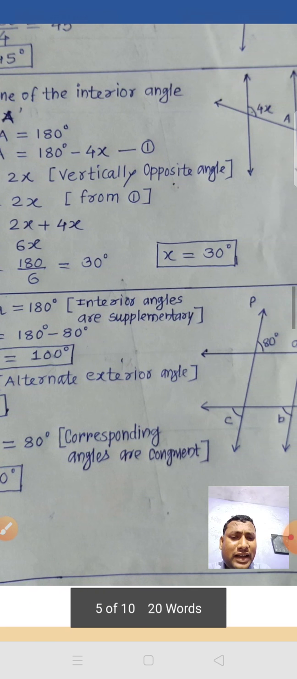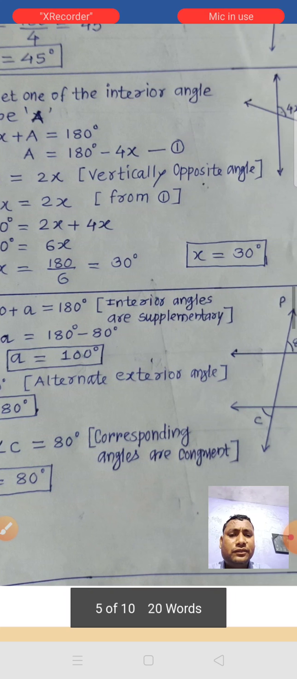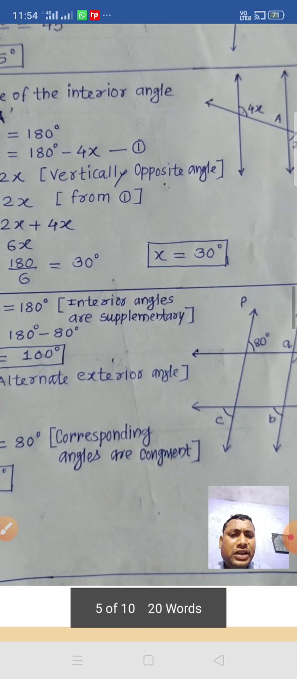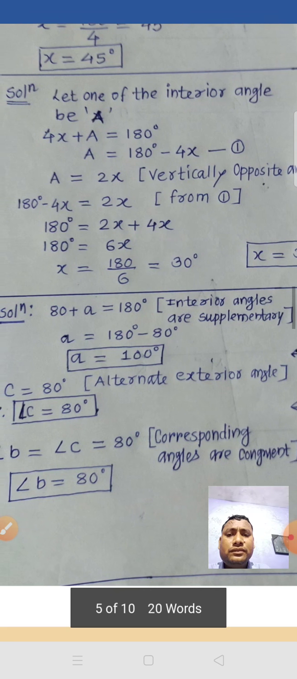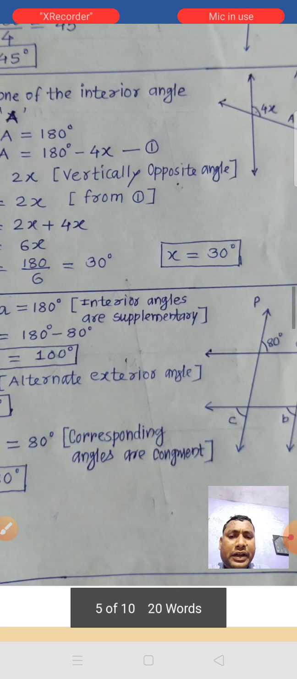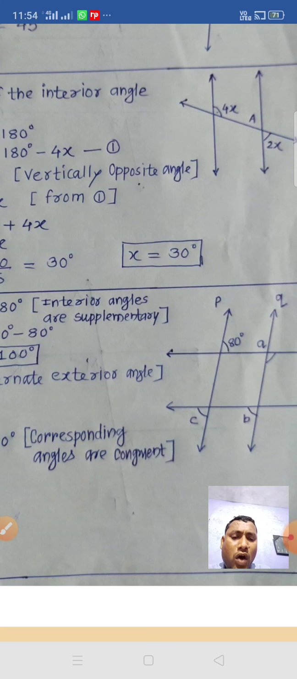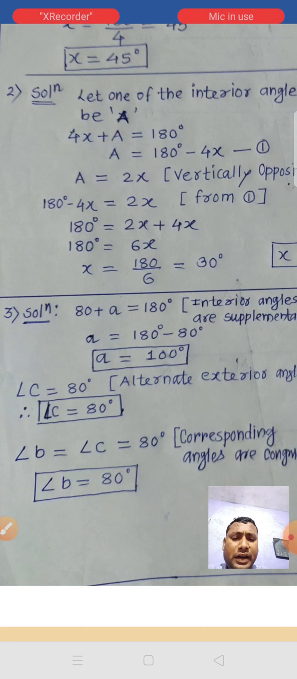Now how to get angle C? Angle C equal to 80 degrees. How can we write angle C equal to 80 degrees? Because look here, angle A is 100 degrees, you already know. Angle C equal to 80 degrees. How do you get angle C equal to 80 degrees? Because angle C and 80 degrees form alternate exterior angles, and we already saw in the last video that alternate exterior angles are equal. So angle C equal to 80 degrees.